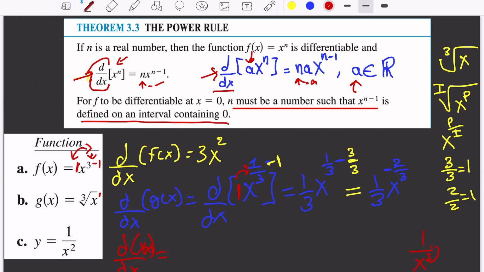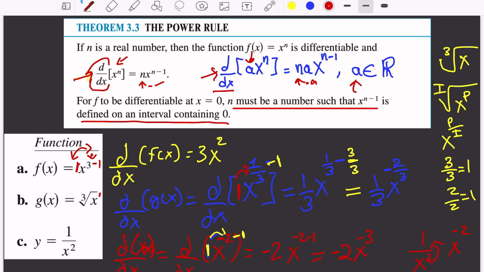We can bring the power up, but every time we do so, make sure you change the power to a negative. So if we apply the definition d/dx of x to the -2, once again we need to multiply the leading coefficient, which is a 1, times -2. We get -2x, and now we need to take 1 from this -2, so we get -2 minus 1. So we get -2x to the -3.